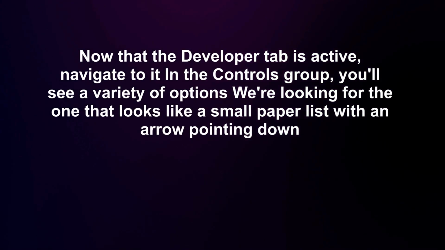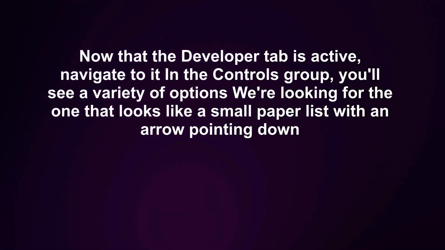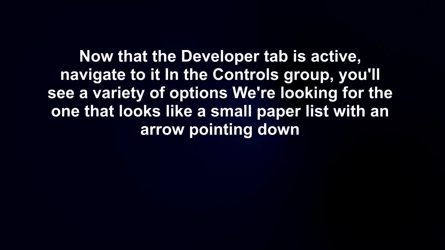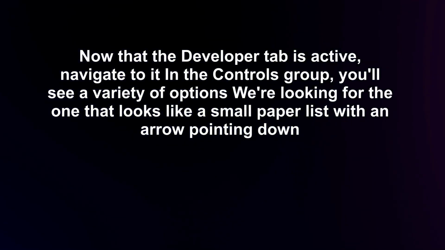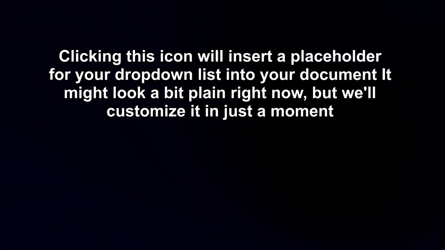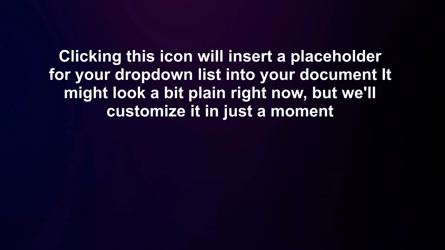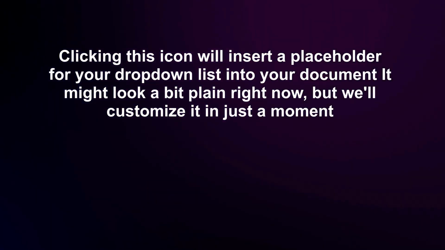Now that the Developer tab is active, navigate to it in the Controls group. You'll see a variety of options. We're looking for the one that looks like a small paper list with an arrow pointing down. Clicking this icon will insert a placeholder for your drop-down list into your document. It might look a bit plain right now, but we'll customize it in just a moment.